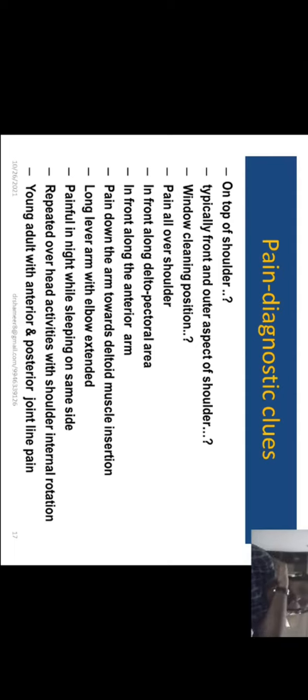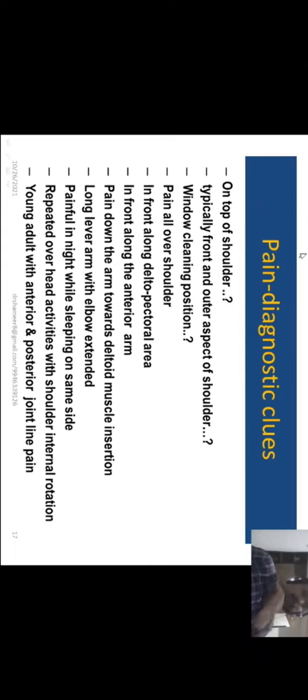If the pain is on the top of the shoulder, the first important thing is, in the corona era, never sit 2 to 3 meters away from the patient. You have to touch the patient. You have to analyze the range of motion by touching the patient.